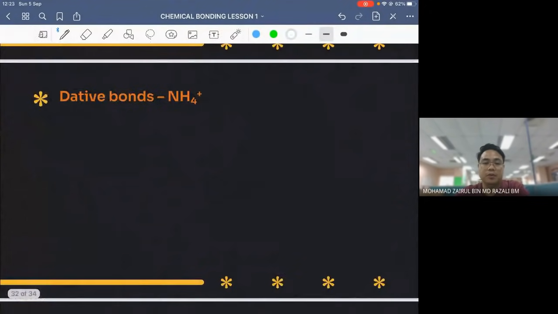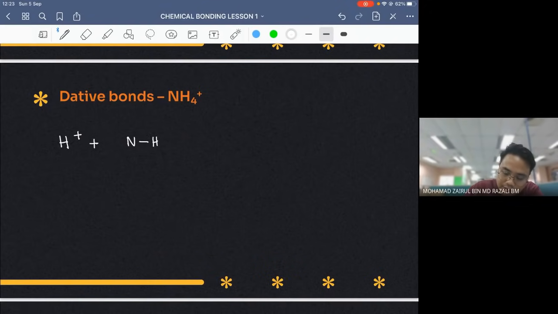Okay, the first example for dative bond is NH4+. NH4+ forms when H+ reacts with NH3. So, if you draw the structure of NH3, awak akan nampak ada satu lone pair on the nitrogen. Dan H, H ada satu elektron dekat 1s orbital. So when you remove the 1 electron in the 1s orbital to become H+, right now the 1s orbital is already empty.